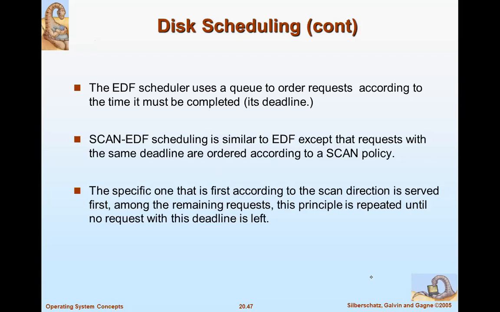For example, you have two processes and their deadline is the same. Then you have to decide between them which one is more specific. For example, there is a system process and there is a user process. Then automatically, as per scan policy, the system process will get higher priority than the user process. And the reason is that many other programs or processes are dependent on the system process.